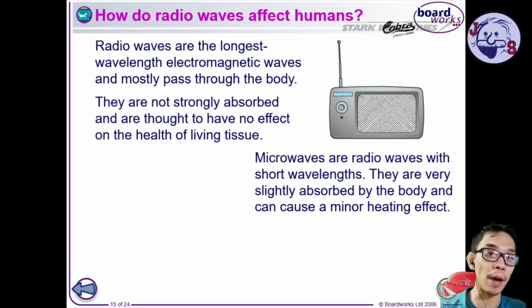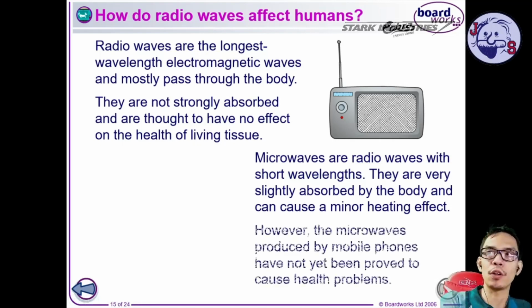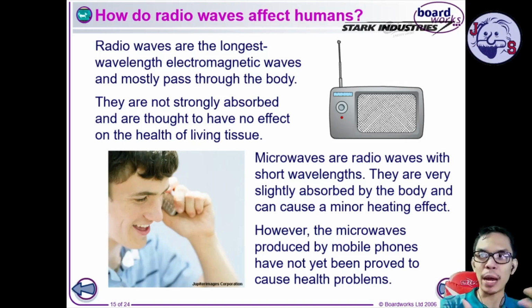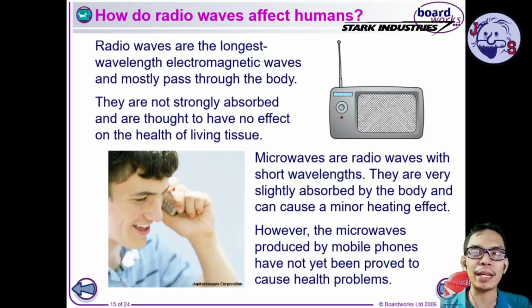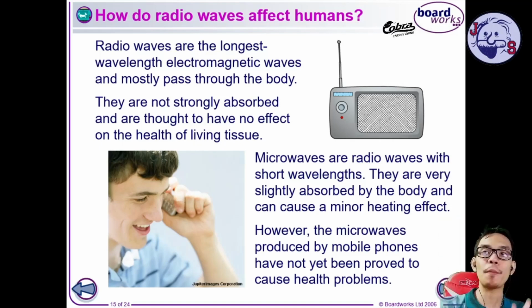Unless you use your device more often. If you use your device more often, then it will cause a lot of heating. However, no studies show that microwaves have an adverse effect on our body. They don't cause cancer, they don't damage the DNA, and they do not kill any cells in your body in the process. So microwaves are useful in the long run in terms of communication.